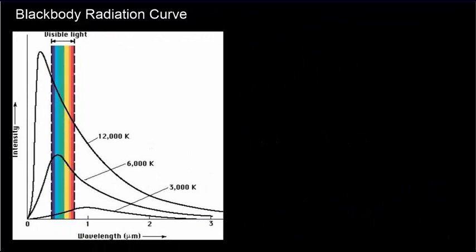Now we have something called a Blackbody radiation curve, and it's very good for describing the radiation coming out of a glowing body. So it's a graph of intensity versus wavelength. And what we do is we take some object, and in this case it's been heated up to 3 different temperatures. So it got heated up to 3000 K, 6000 K, and 12,000 K.